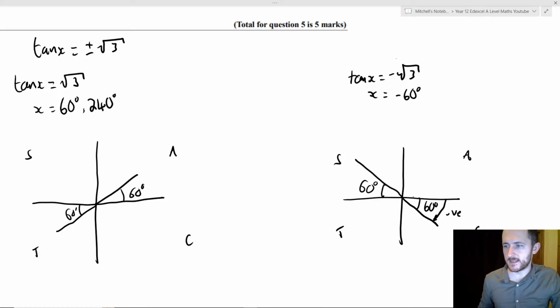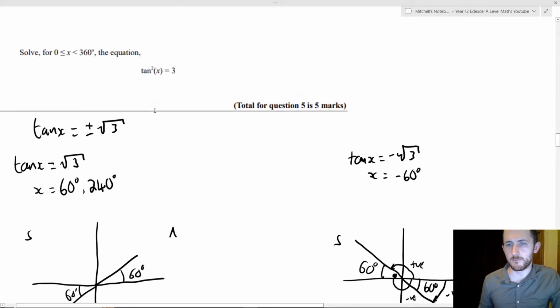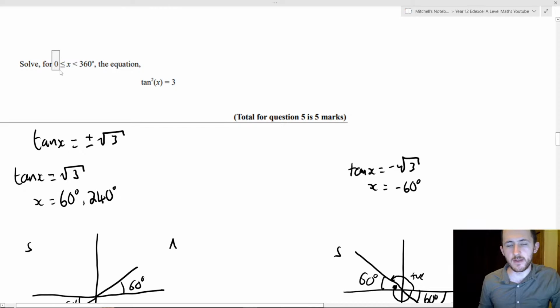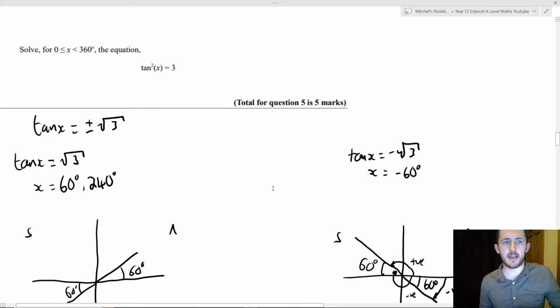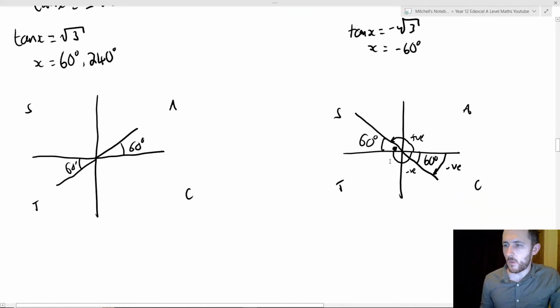Now if I read this anti-clockwise, I get a positive number. If I read it clockwise, I get a negative number. Now if you look at our boundaries, there are no negative answers because the smallest number we can have is 0. So we have 180 minus 60, which is 120 degrees.